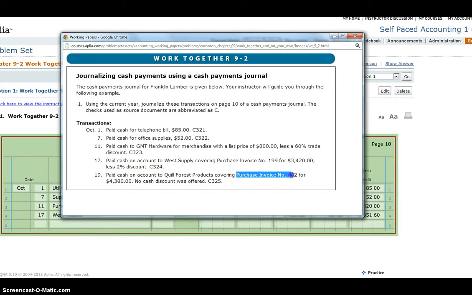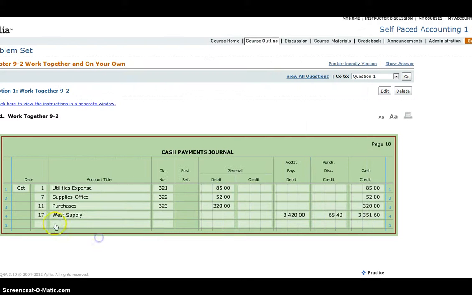This purchase invoice number 182 is not a huge deal because when we bought this stuff from Quill Forest Products, we bought merchandise, we recorded it in our purchases journal. However, now we're paying it off in our bill, and we got to put this amount right here in our cash payments journal because we were paying it off. So we put down the 19th. We'll put down Quill Forest Supplies.